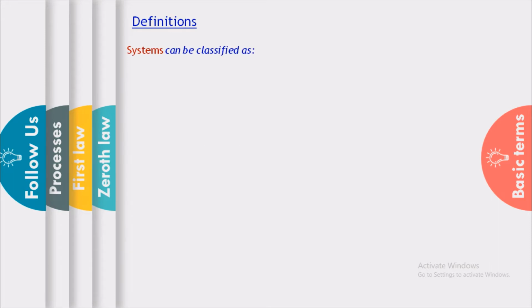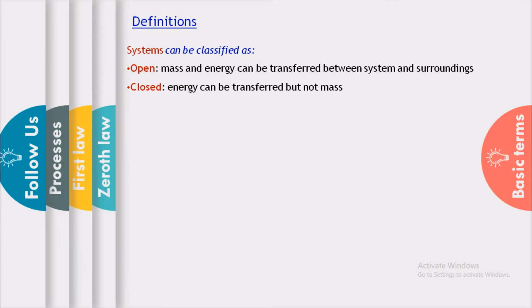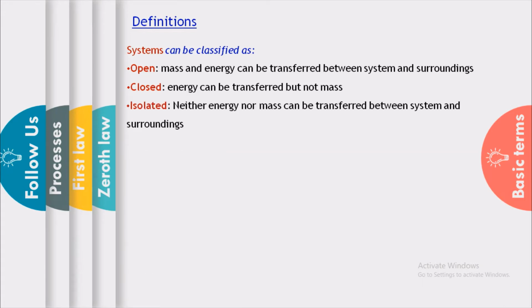Now these thermodynamic systems can be further classified into open systems, closed systems, and isolated systems. In an open system, mass and energy can be transferred between system and surroundings. In a closed system, energy can be transferred but mass cannot. In an isolated system, neither energy nor mass can be transferred between system and surroundings.